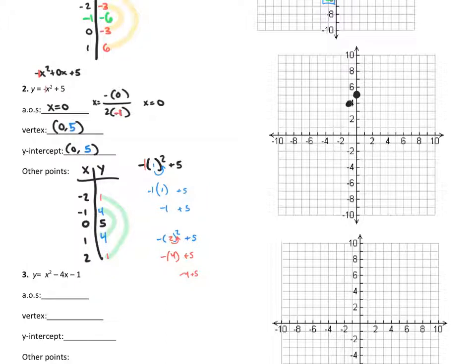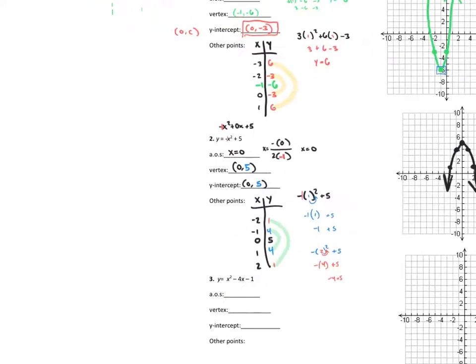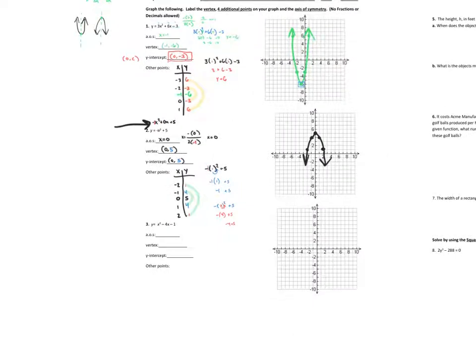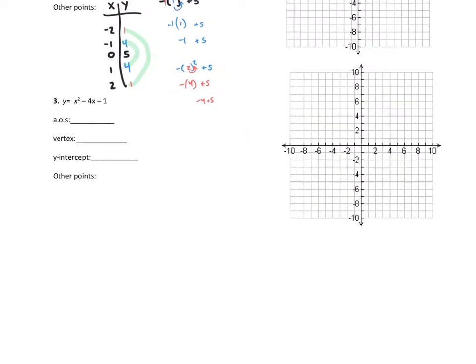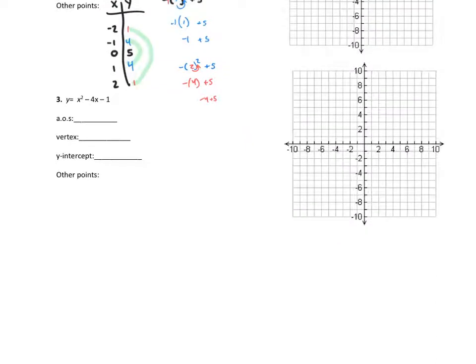And you'll notice that once again it's symmetrical. And this one does open down, which shouldn't be a surprise because anytime there's a negative out front of the quadratic, anytime we see that negative, we know that our quadratic is going to be opening down. So let's do one more.